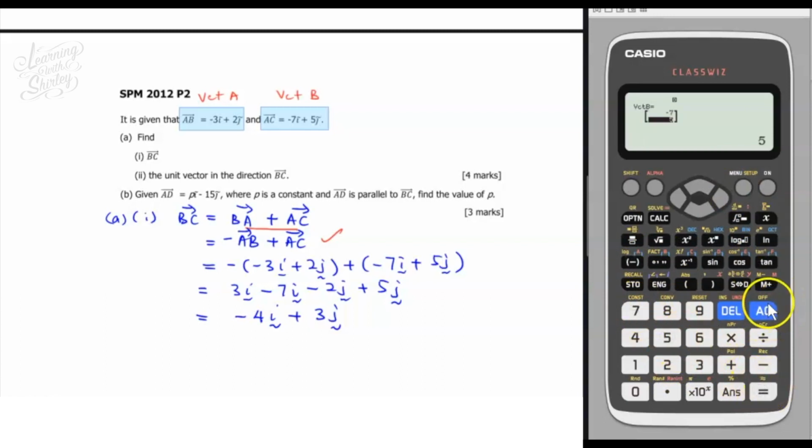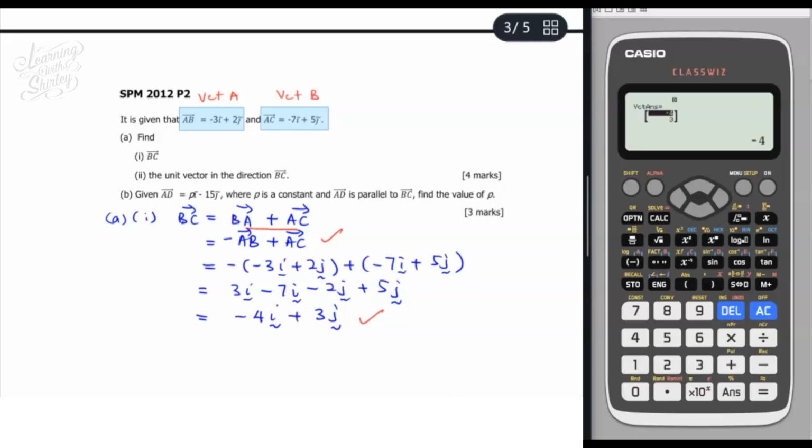Okay, so now we're going to calculate. So go to option. Vector calculation is number 3. Okay, number 3. So I'm going to press a negative vector A plus B, right? So negative, and then go to, okay, vector A is 3. Then after that plus vector B, right? So go to option. Vector B is 4. Okay, so negative vector A plus vector B. So it's equals to negative 4, 3. Okay, so which means that our answer is correct. Negative 4I plus 3J.